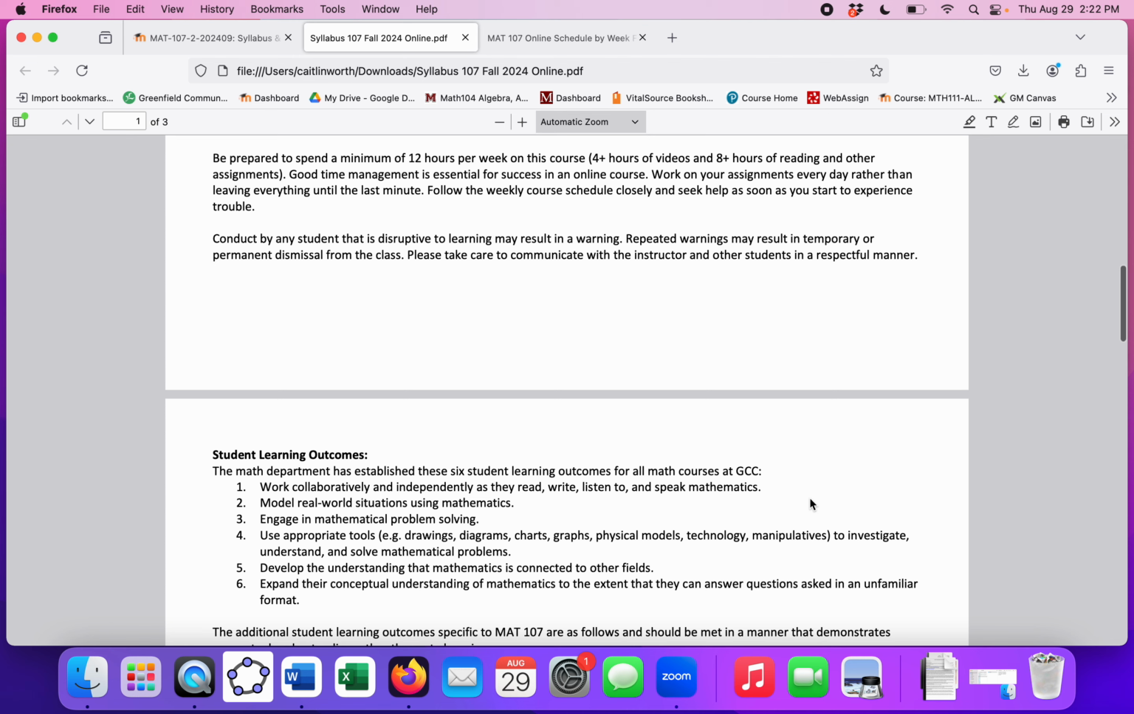So you will need to be prepared to spend a minimum of 12 hours per week on the course. That's 4+ hours of videos, 8+ hours of reading and other assignments. That's without Math 003. If you are taking this concurrently with Math 003 because you don't have the prerequisites, you will be spending a lot more time than that. So just keep that in mind as you schedule everything in your life.